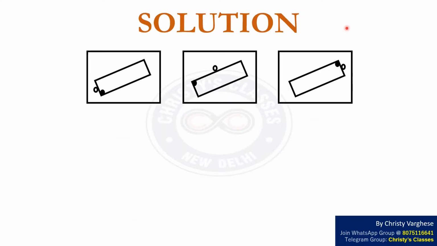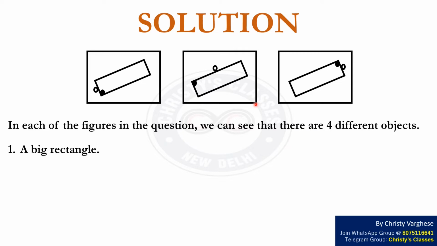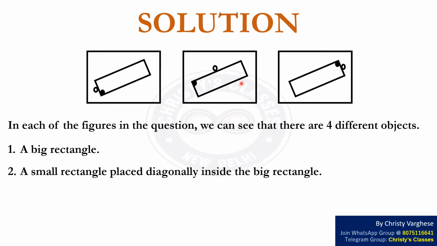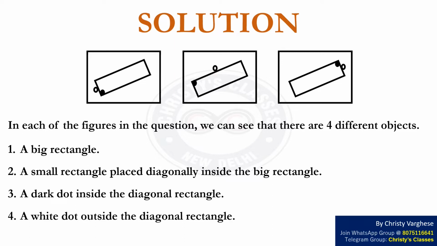Solution. In each of the figures in the question, we can see that there are four different objects. A big rectangle, a small rectangle placed diagonally inside the big rectangle, a dark dot inside the diagonal rectangle, and a white dot outside the diagonal rectangle.